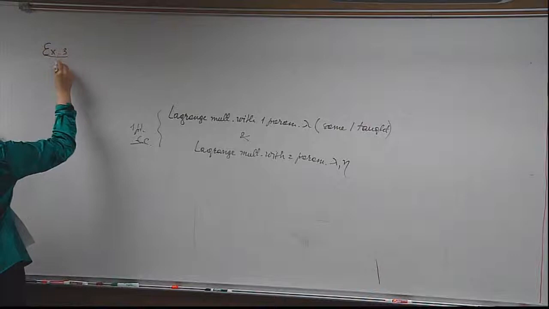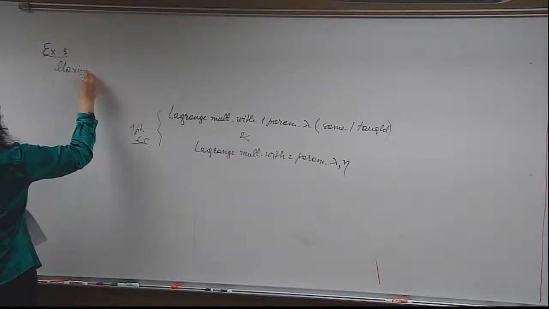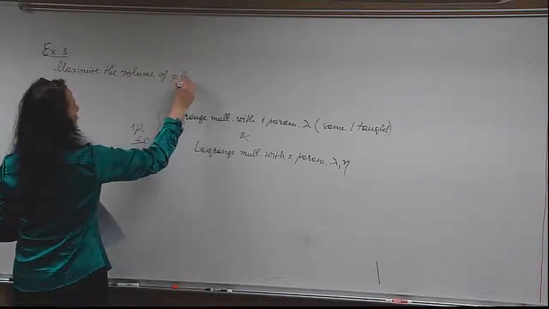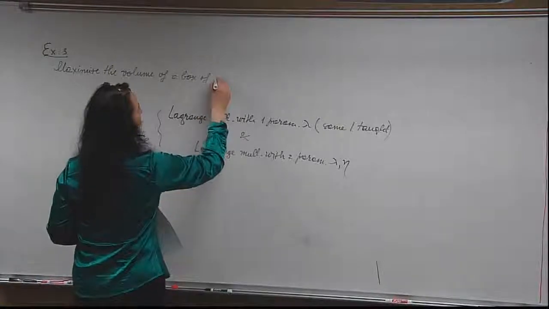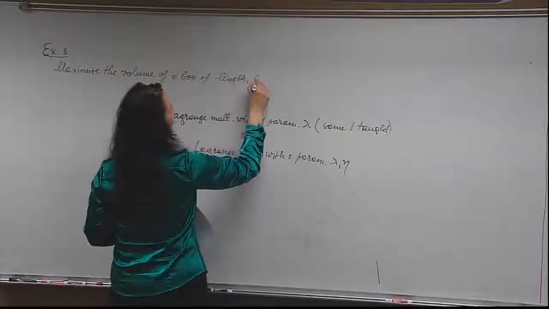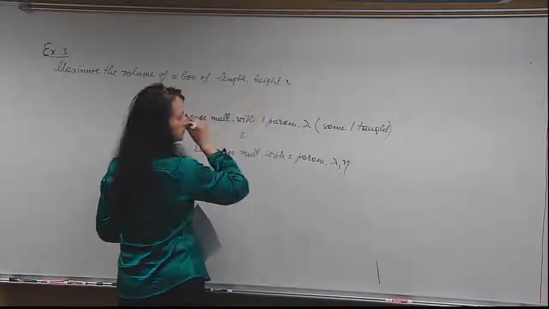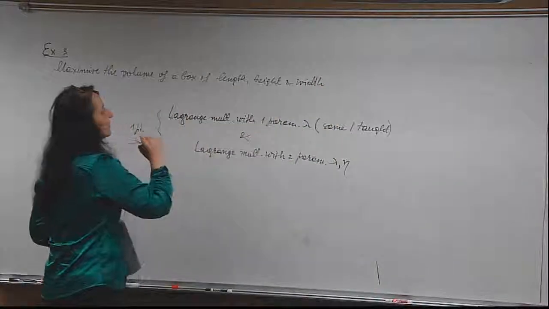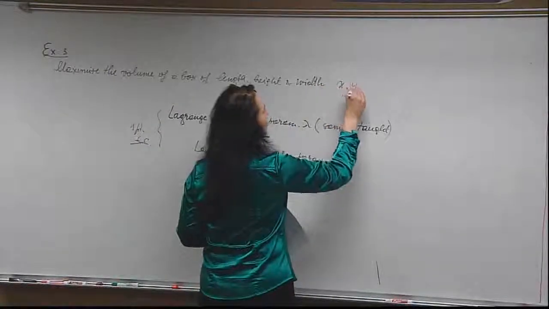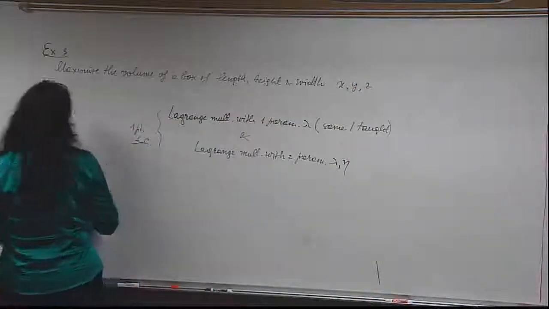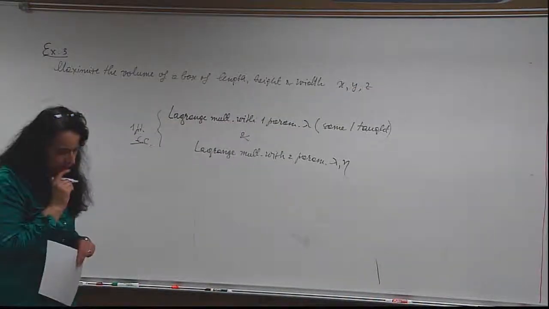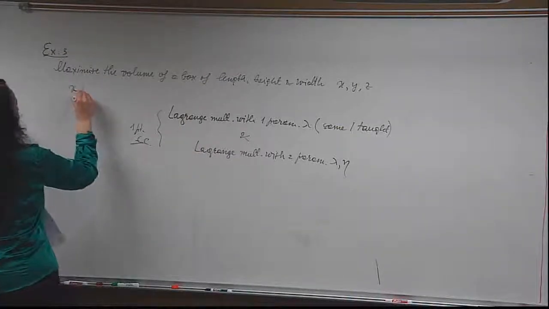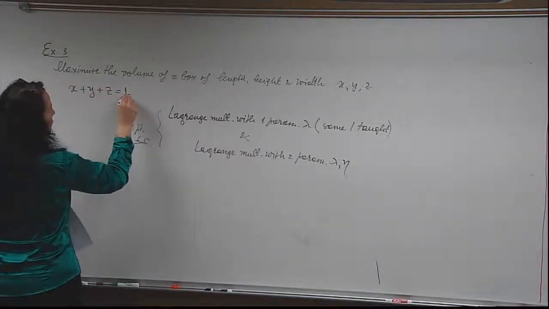Example 3. Maximize the volume of a box of length, height, and width, x, y, z, just to make your life easier, in a way that the girth plus the, well, okay, let me make it the simplest way. The sum of the dimensions equals 1.